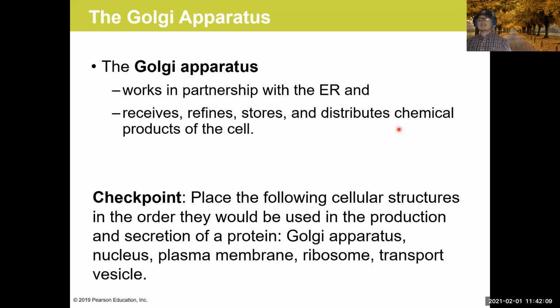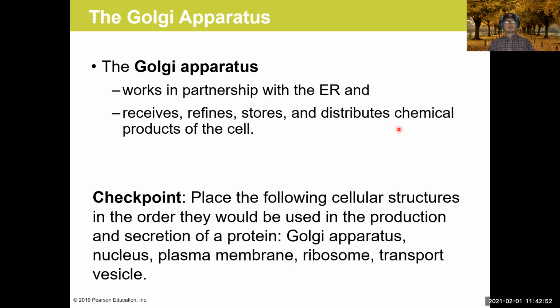And so up to now, we've talked about a lot of organelles and how they function and work together. And so what I would like for you to do is just take a minute, pause the video, and think about how the following cellular structures could be placed in order in the production line of, say, making and secreting a protein. And so you have structures such as the Golgi, the nucleus, the plasma membrane, the ribosome, and the transport vesicle. So just pause the video and think about how you would order those based off of the production and secretion of a protein.